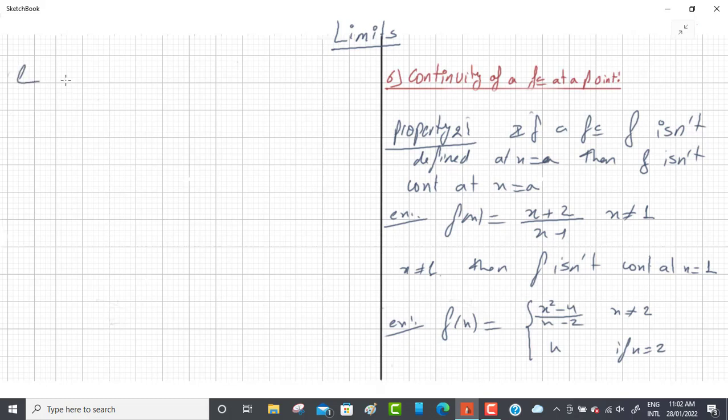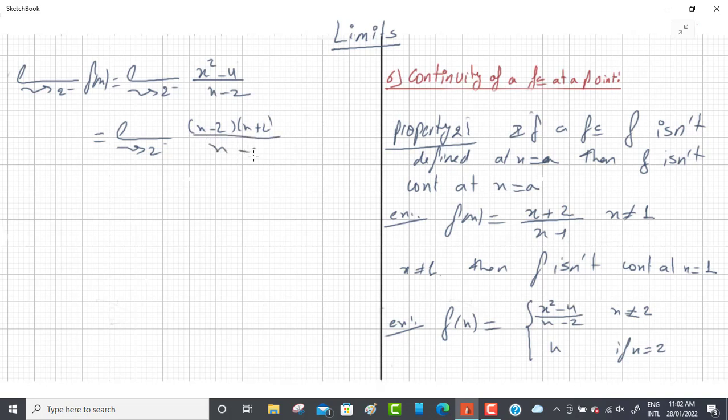So the limit as x tends to 2 minus of the function equals the limit as x tends to 2 minus. It's different than 2, so I'm going to use the first function, x squared minus 4 over x minus 2. If you substitute, you will obtain 0 over 0. So I'm going to factorize: x minus 2 times x plus 2 over x minus 2. 2 plus 2 is 4. The same for the limit as x tends to 2 plus of the function f of x. I will use the same subfunction because in this case x is not equal to 2, so I get the same result.